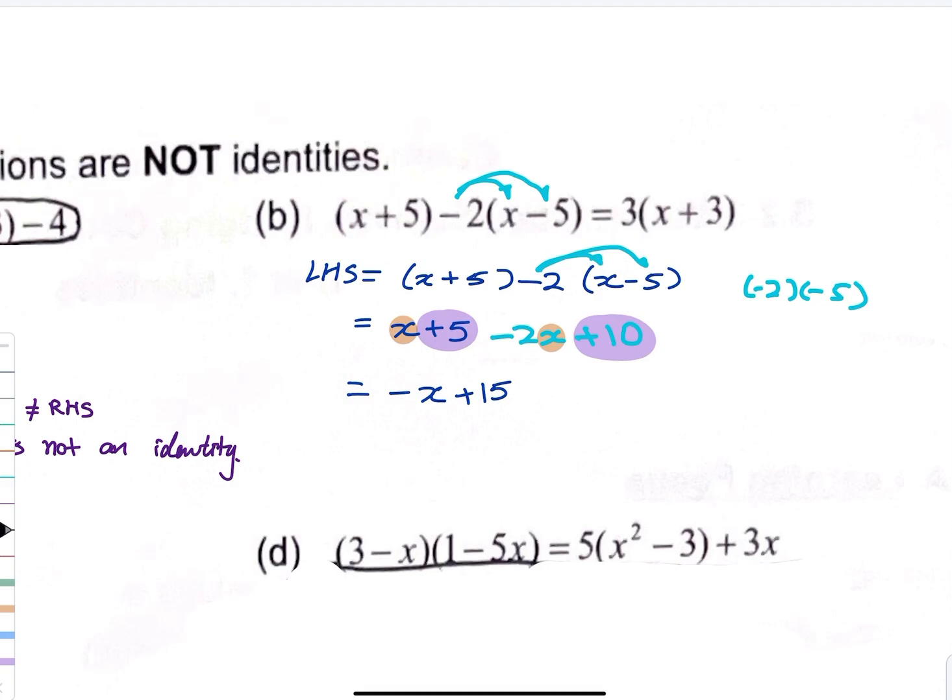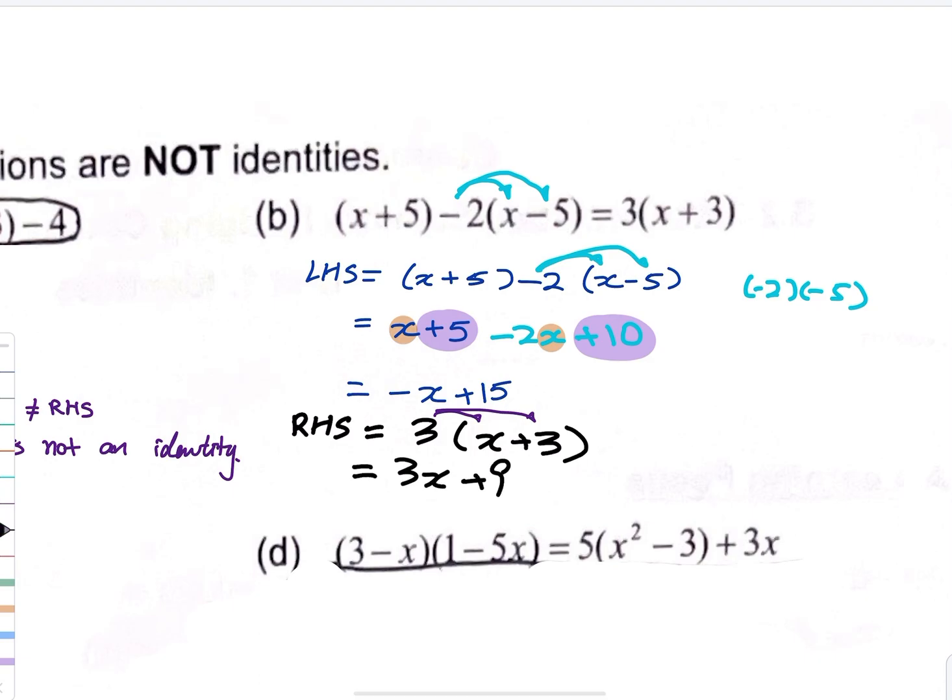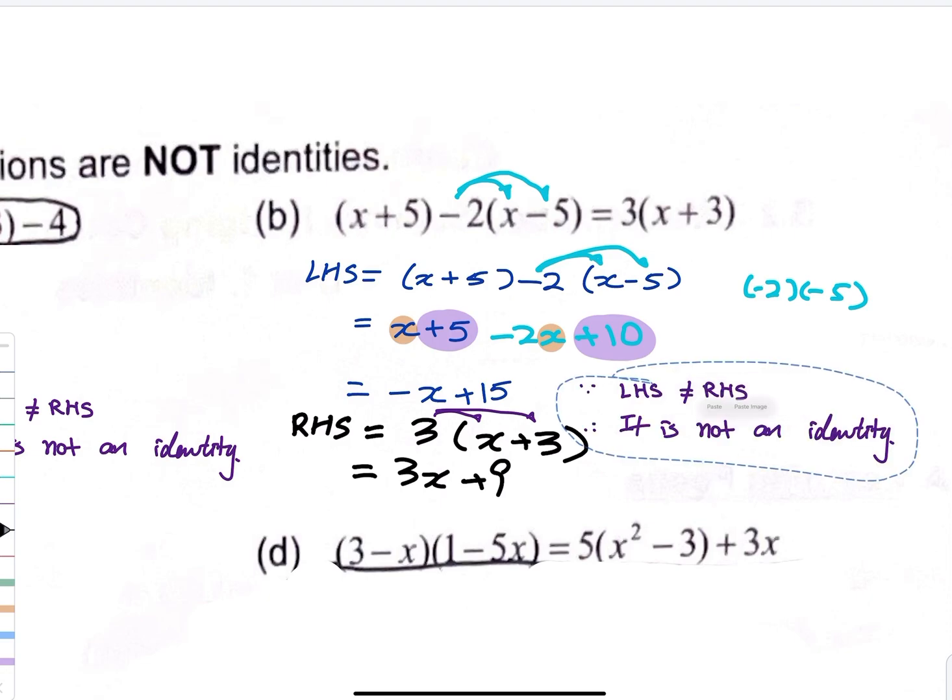How about your right hand side? On your right hand side, you have 3 bracket x plus 3. Yeah, and then open up the bracket. This goes in, this goes in. 3 times x, you have 3x. 3 times 3, you have 9. Are they the same? No, since they are not the same, see this one in the end and this one in the end, since they are not the same, it is not an identity. Good.